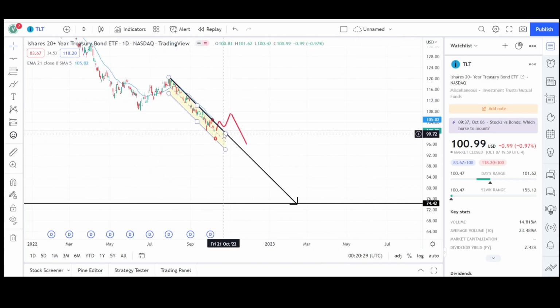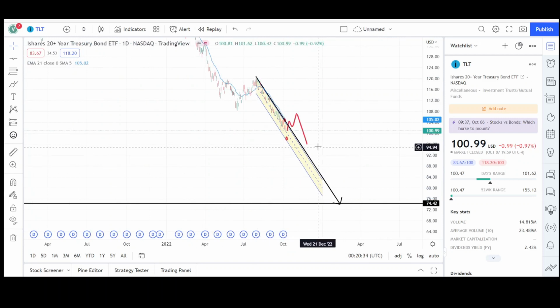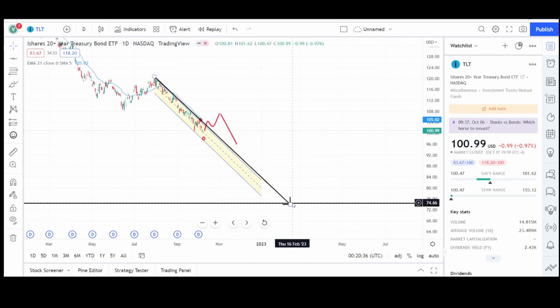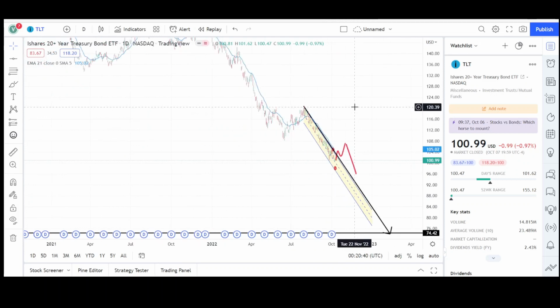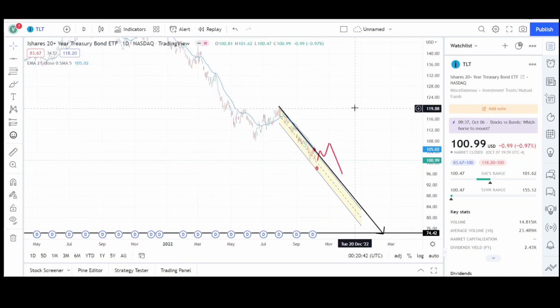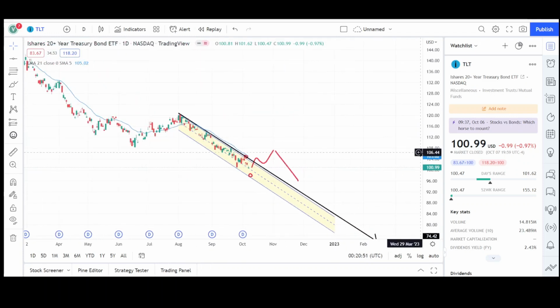We're moving at this aggressive descent down. So that would be my long-term target at the $74 level, and that price target will be invalidated if we break above the 120 level. So as long as we don't go above the 120 level, this $74 target holds.